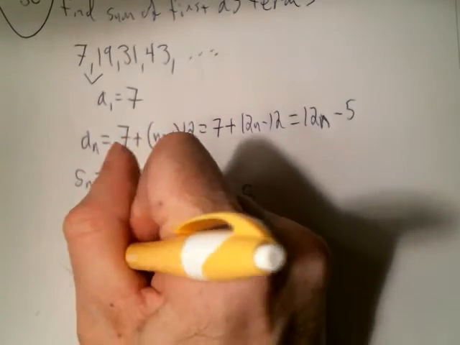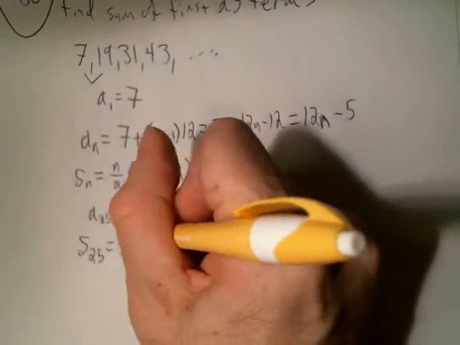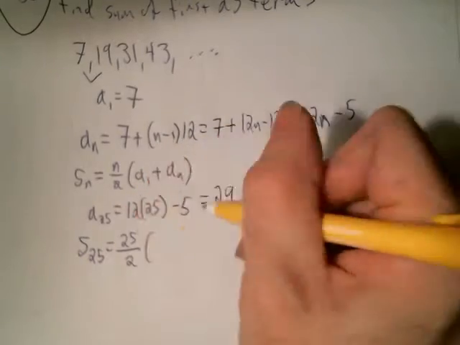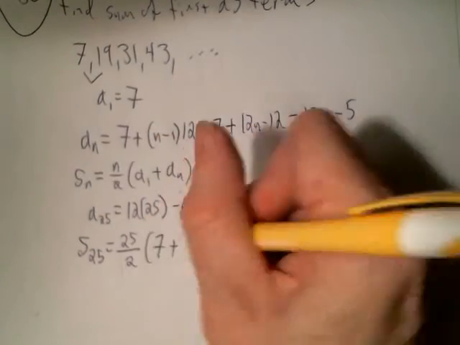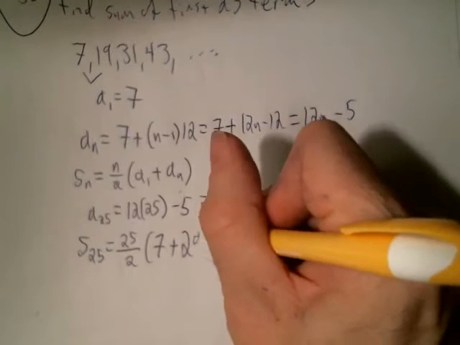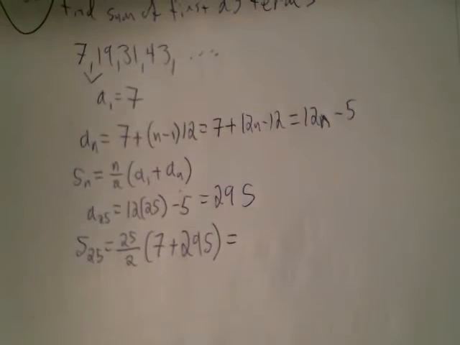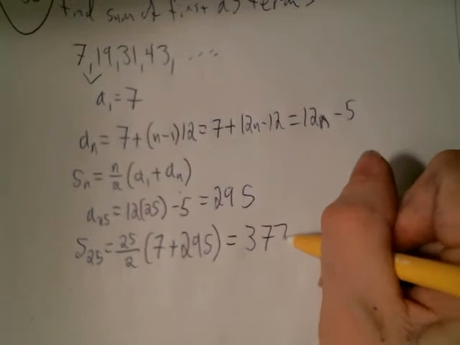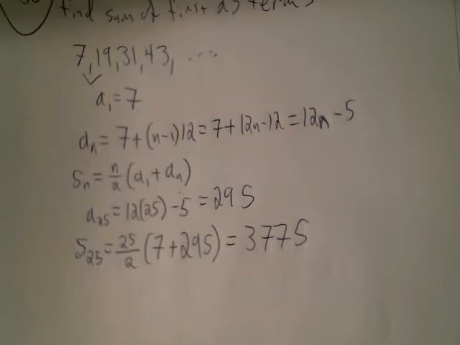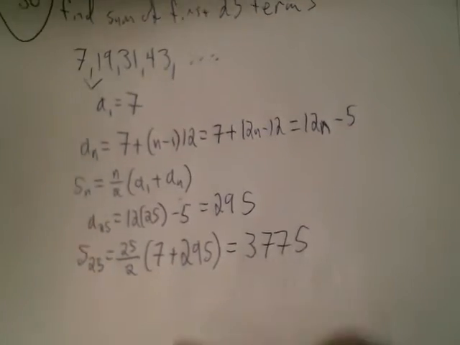And then just plop all this information into your summation formula. So we want, in particular, S sub 25. That's going to be 25 over 2 times a sub 1, which is 7, plus a sub 25, which is 295. Okay. And I'll put that in my calculator, and I'm getting 3775.